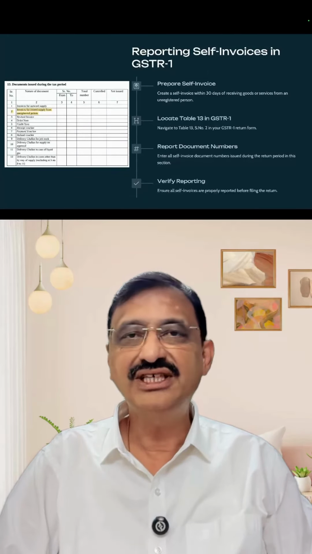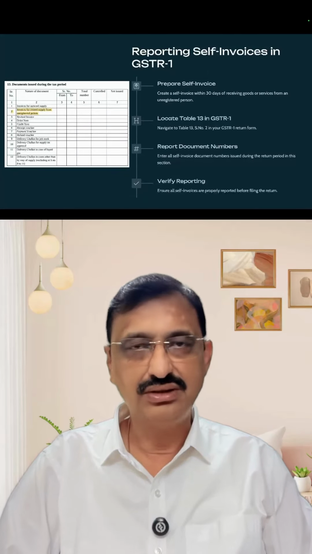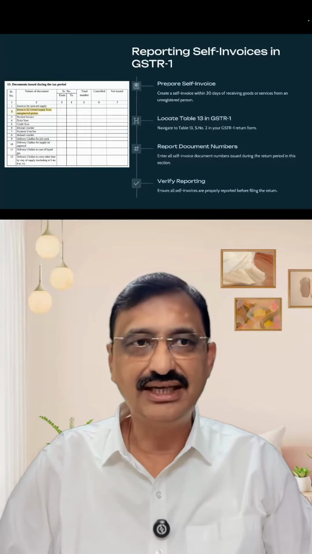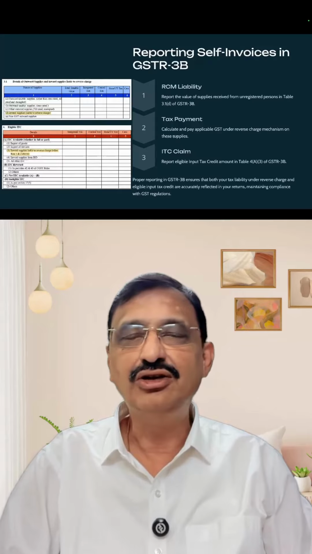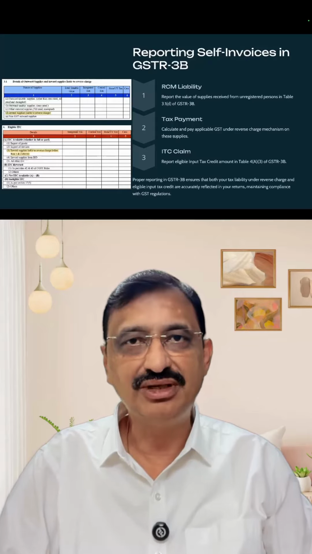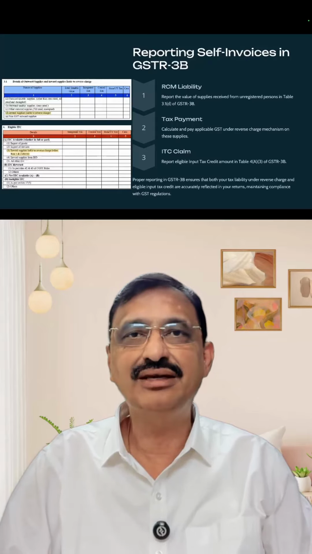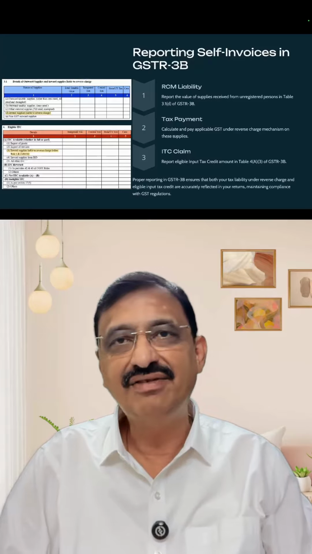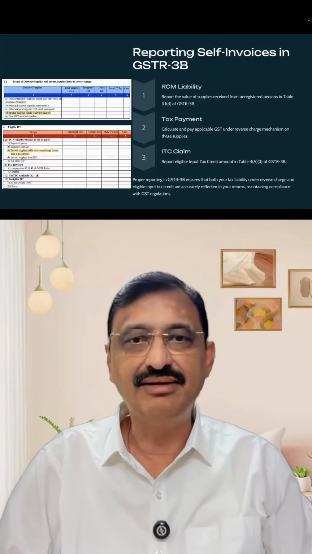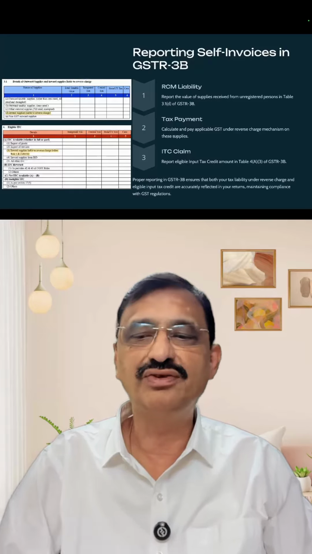The number of self-invoices issued during a particular month is to be reported in GSTR-1 table number 13.2. Also, the value of reverse charge liability is to be mentioned in GSTR-3B table number 3.1, and the eligible and available input credit can be claimed through table number 4 of GSTR-3B.